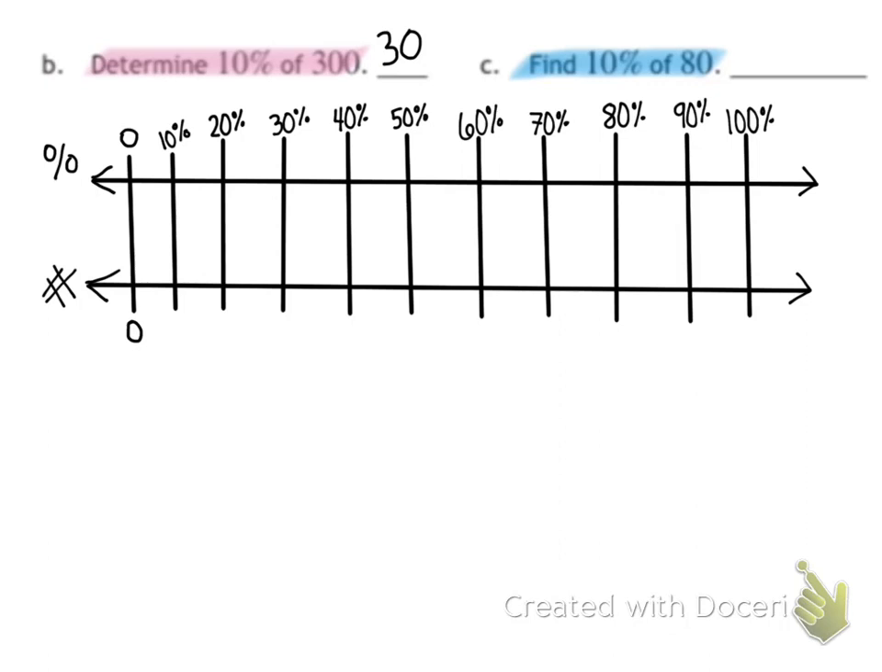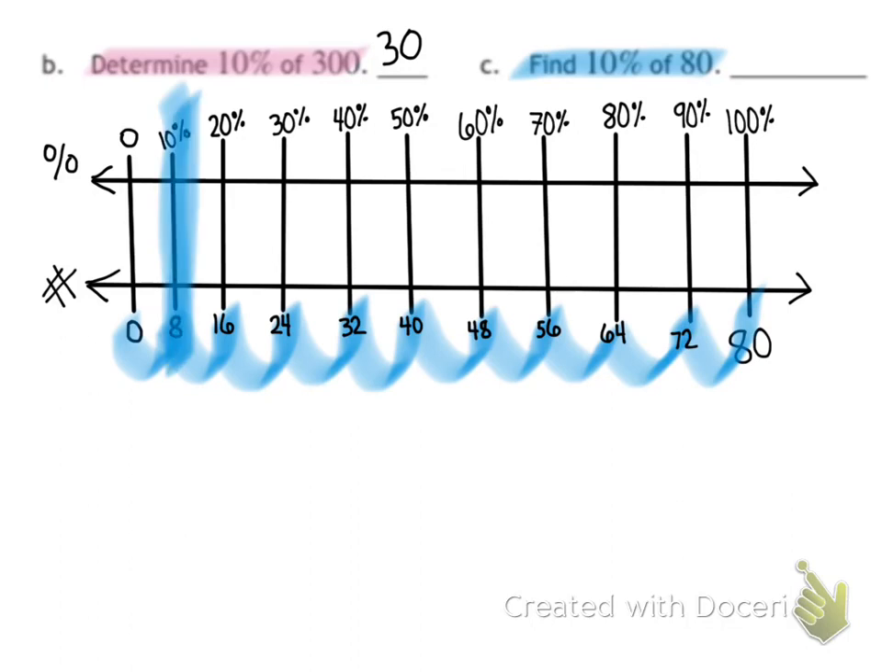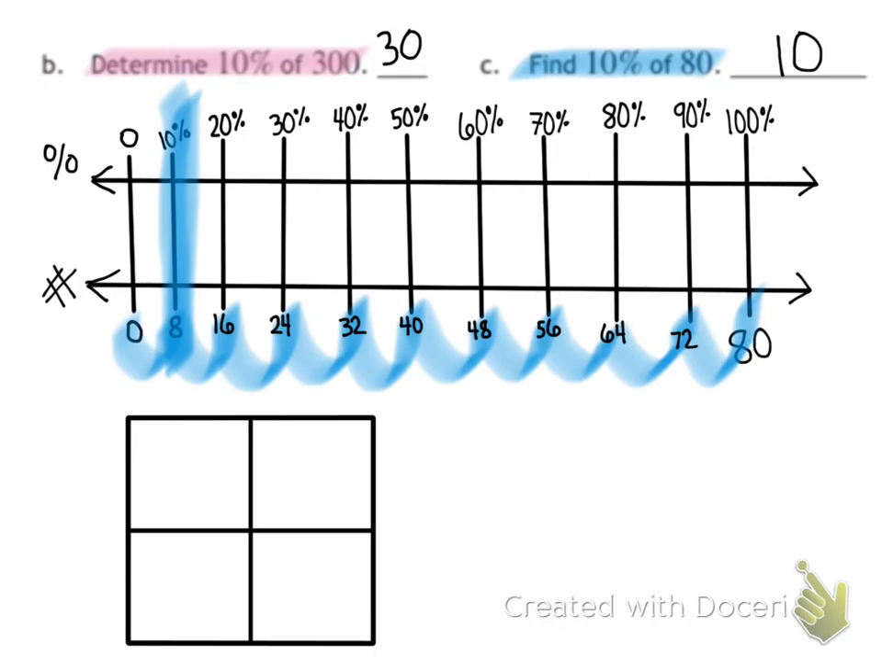I know that 100% equals 80. And I'm going to count 1, 2, 3, 4, 5, 6, 7, 8, 9, 10 equal spots. So I'm going to do 80 divided by 10, which gives me 8. So I'm going to increase by 8, right, all the way to 80. And here I can clearly see that 10% is 8. I'm also going to show you another way besides the double number line. So what do we know?